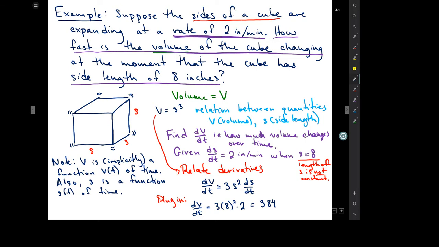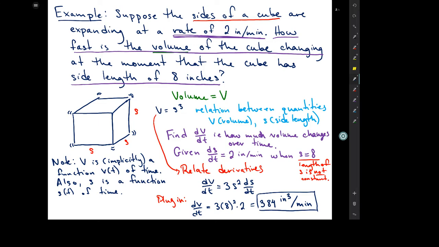Now it's worth noting that this is the rate at which the volume is changing, and so it has units, cubic inches per minute, because our time was measured in minutes and our quantities were measured in inches. So that is the end of this problem. The hard parts of these problems are figuring out your relationship and then correctly identifying what you're asked to find and the given quantities.